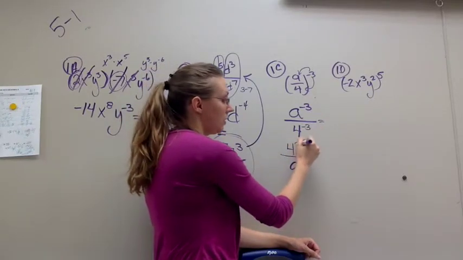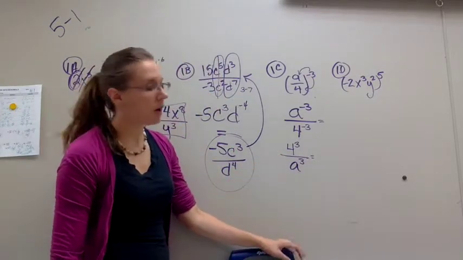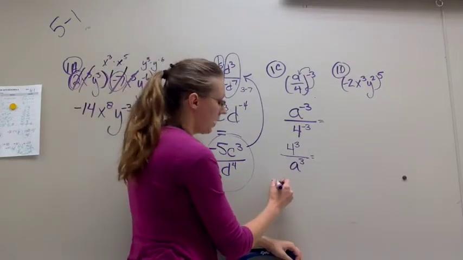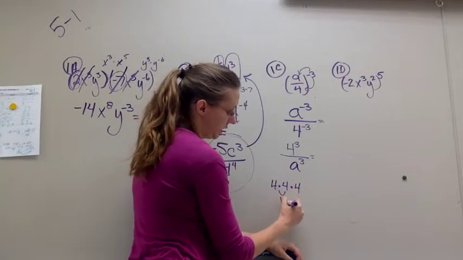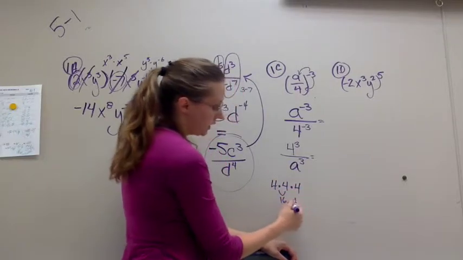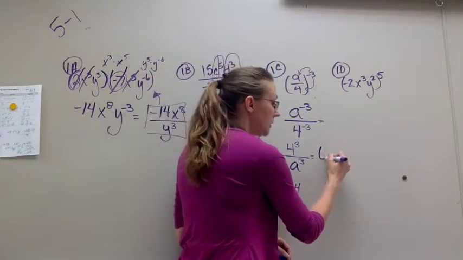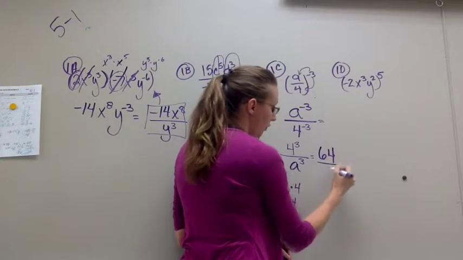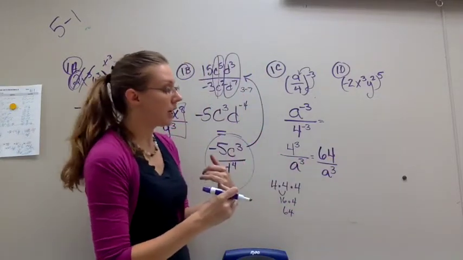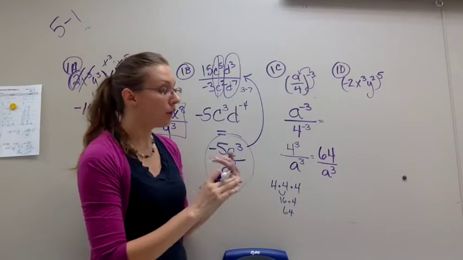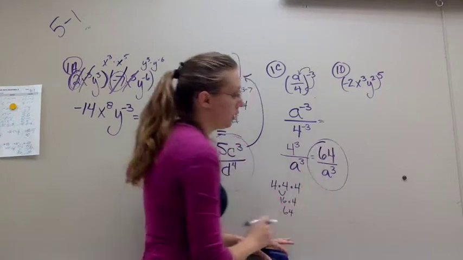So I'm going to have 4 to the 3rd power. Whether you want to or not, you can solve 4 to the 3rd power. It is 4 times 4 times 4, or 16 times 4. 16 times 4 is 64. Okay? So this simplifies to 64 over a to the third. At this point, I have no numbers I can multiply or divide by. I have no repeat letters and no negative exponents, so I am at my solution right there.